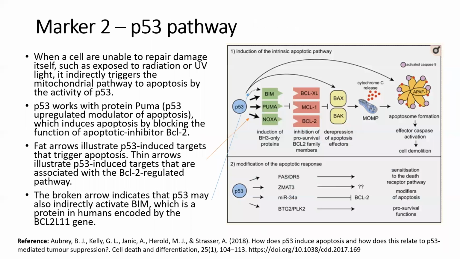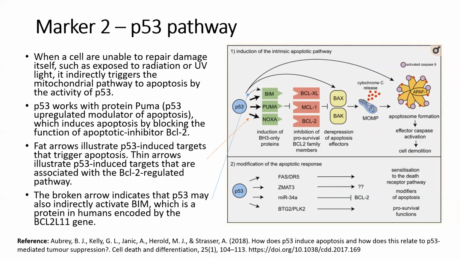The second biochemical hallmark of apoptosis is the p53 pathway, similar to the example given in the textbook. When the cell is unable to repair damage itself, such as from exposure to radiation or UV light, it can indirectly trigger the mitochondrial pathway to apoptosis through the activity of p53. This is also an article I found on the NCBI website, and as well as the picture, I put the reference at the bottom.